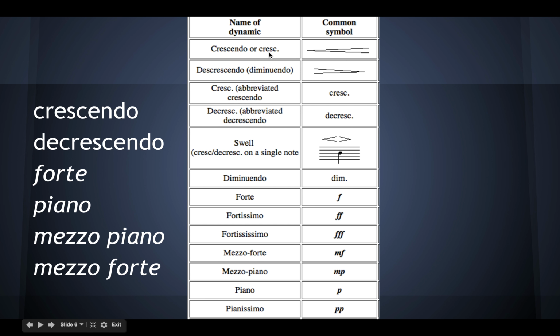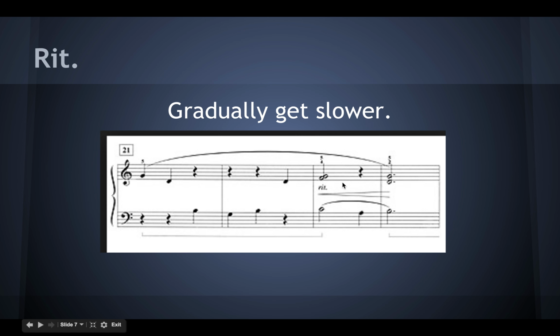There are two different words for a decrescendo. You can also call it a diminuendo. Okay, so two Italian words. But what's nice is they show you the word and the abbreviation up here. So you can also see crescendo or cresc, or decresc, in music, and it would mean the same thing. Dim or diminuendo would also mean to gradually get softer.